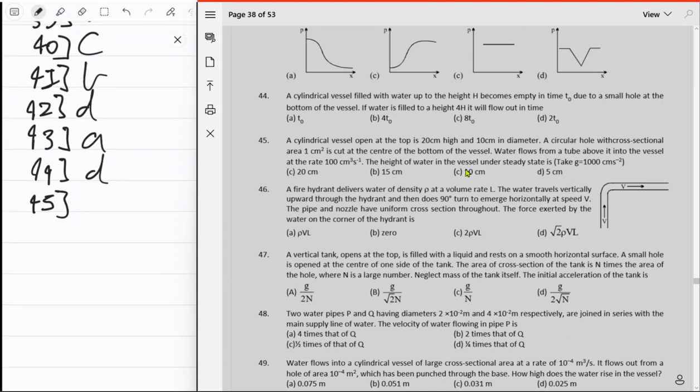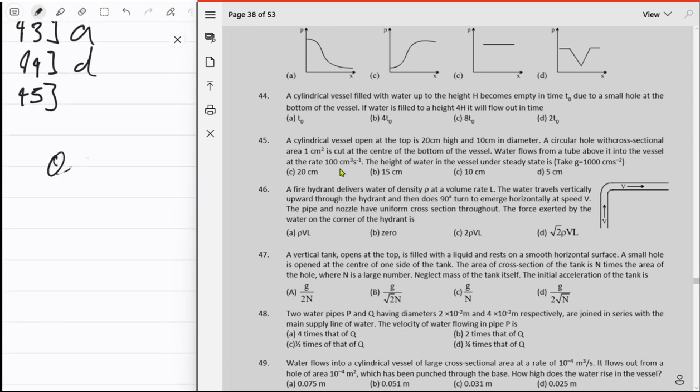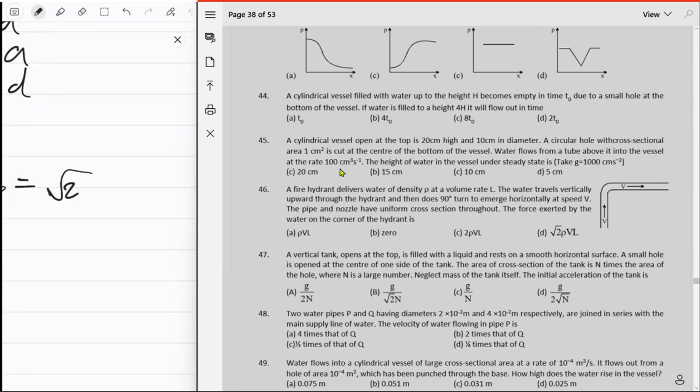So this is volume flow rate. Perfect. So our v is the square root of 2gh. We did this kind of question before, right? So Q is equal to the square root of 2gh times this area. Cross-section area, circular hole, cool.